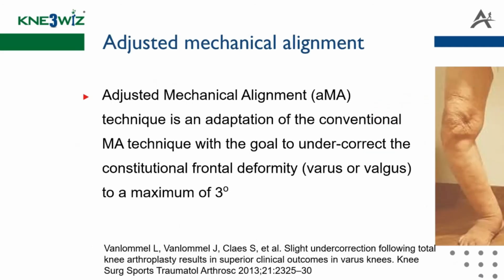Another offshoot from the traditional alignments has been the adjusted mechanical alignment. It is an adaptation of the conventional mechanical alignment technique with the goal to undercorrect the constitutional varus or valgus to a maximum of 3 degrees. It was popularized by the Belgian group.